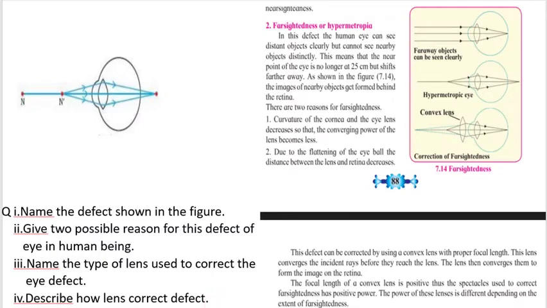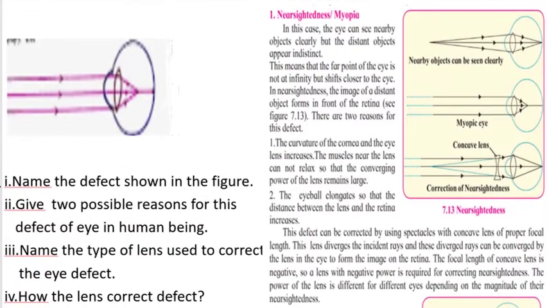Now, here we have to calculate the focal length. As we know that f is equal to 1 upon P, that is f is equal to 1 upon 0.5, that is 1 upon 5 upon 10, that is 10 upon 5, that is 2 meter. Here focal length is 2 meter. Let us move to our next diagram based question.